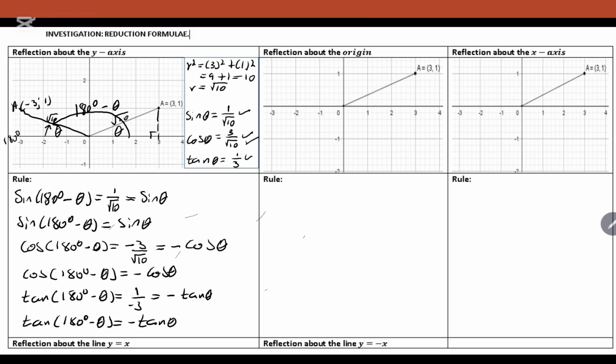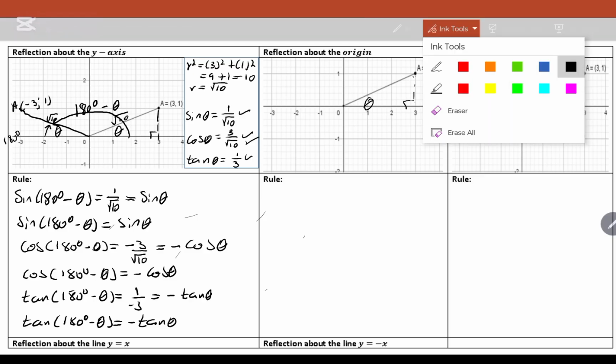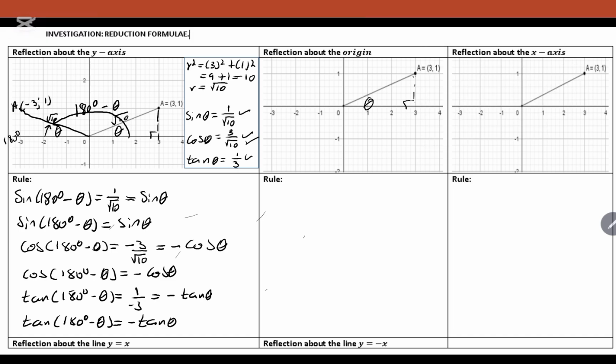Now, let's go and look at the next reflection. The next reflection says the angle and the terminal arm are reflected about the origin. So our angle here is angle theta. Dropping down the perpendicular here, we'll still find those values that we found in the first quadrant. We know that sine theta is equal to 1 over square root of 10, cos theta is 3 over square root of 10, and tan theta is 1 over 3.